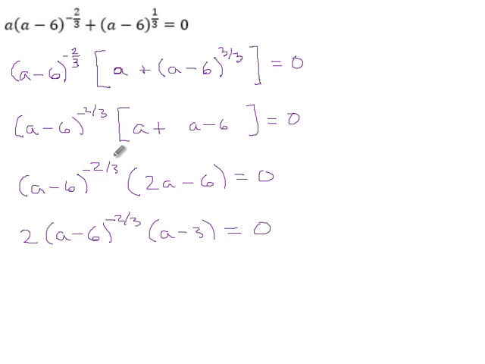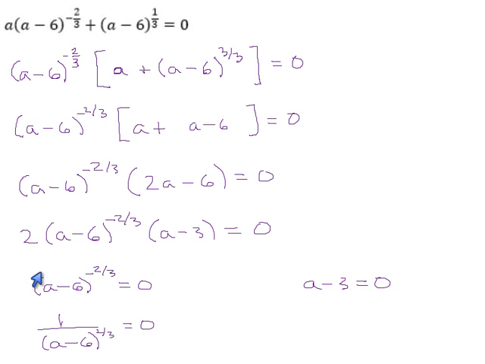So now the zero product theorem says you can take each of these factors separately and set it equal to 0 and try to solve it. 2 equals 0 is never going to happen, so you can skip that part. But we do get a minus 6 to the minus 2/3 equals 0, and we get a minus 3 equals 0. This means 1 over a minus 6 to the 2/3 equals 0.